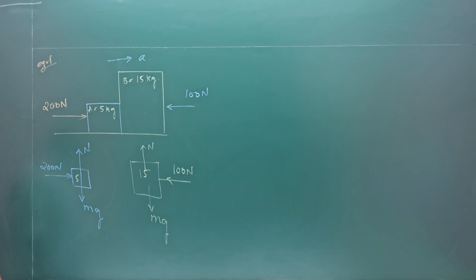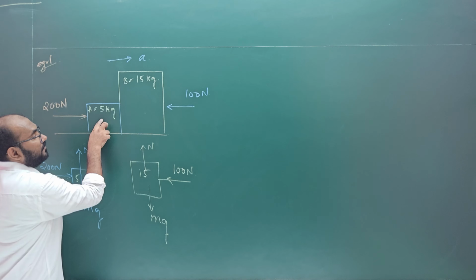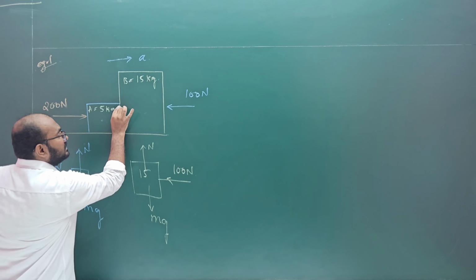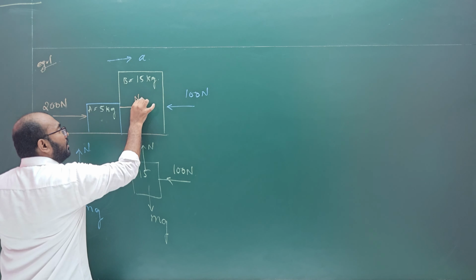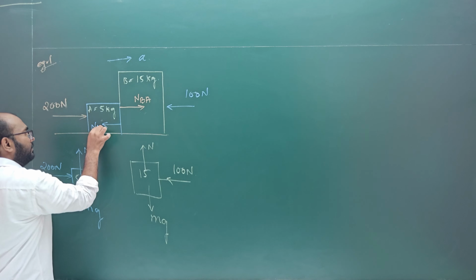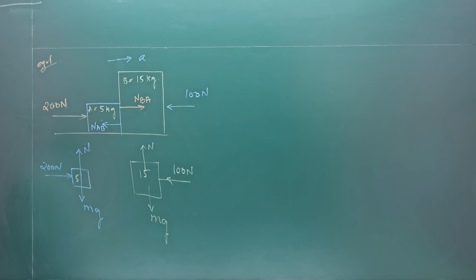Now, can I say that body A will apply force on body B in this direction? So this is the direction of normal on body B due to A. Yes or no? Similarly, normal is applied in this direction also, because of B on A, that is NAB. Can I write like this?